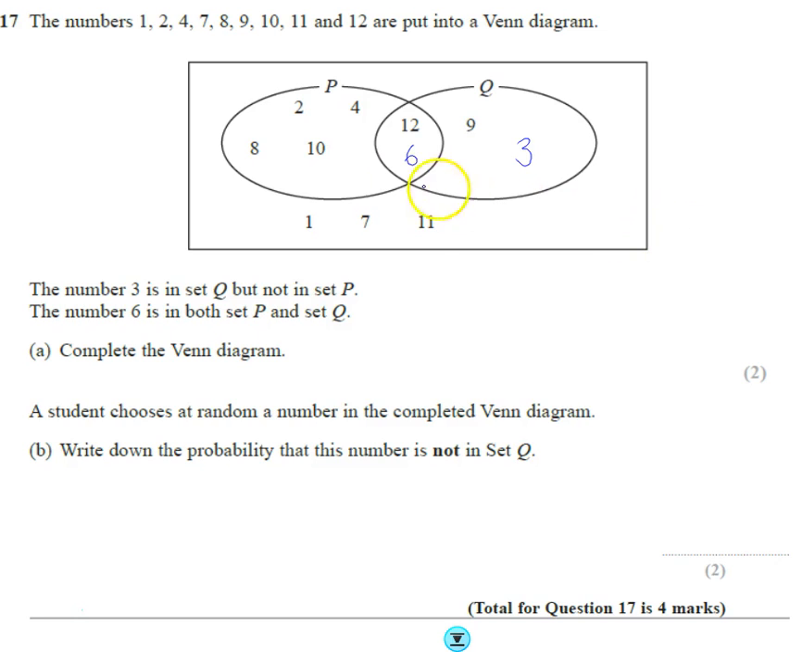Not in Q. Well, so this isn't in Q, that's not in Q, this isn't in Q, this isn't in Q. So there's 1, 2, 3, 4, 5, 6, 7 numbers that aren't in Q. And there are 1, 2, 3, 4 that are in, so that means there's 11 total in the diagram. Okay? So that means the probability that the number is not in set Q is going to be 7 out of 11 written as a fraction.